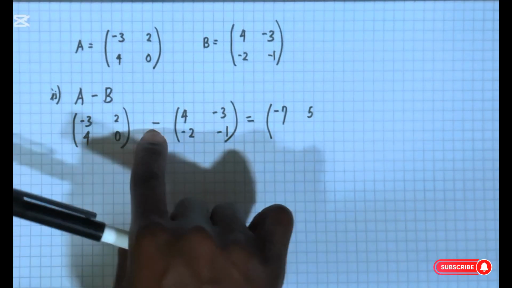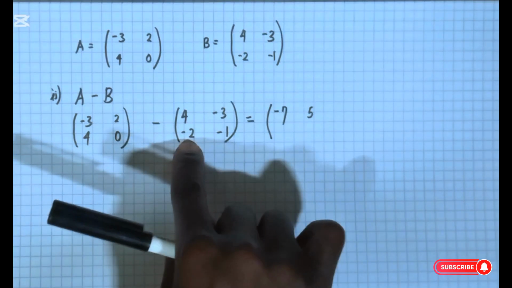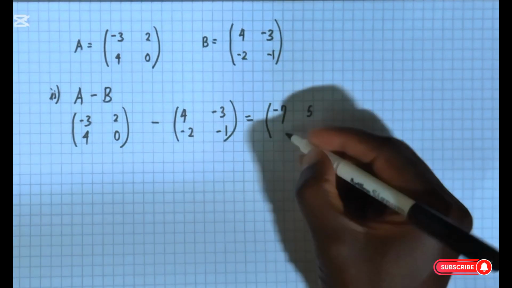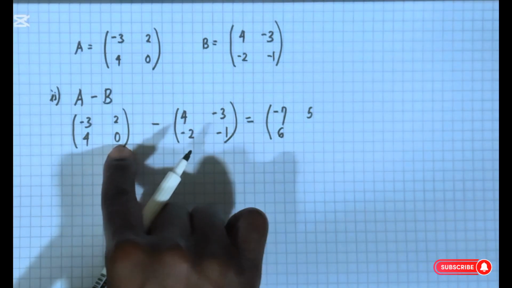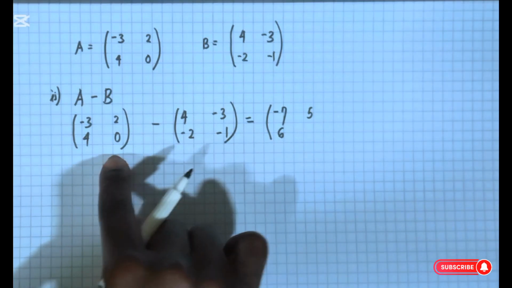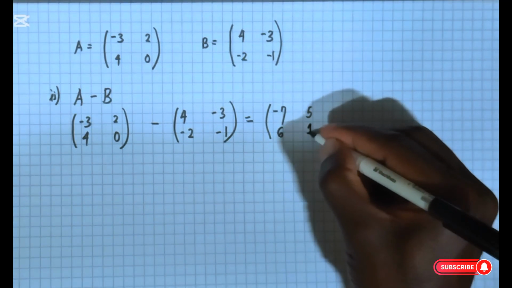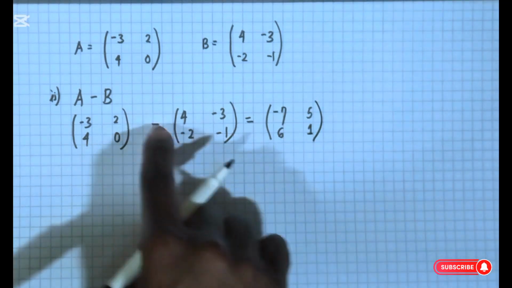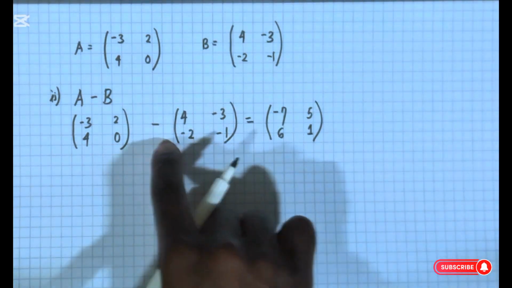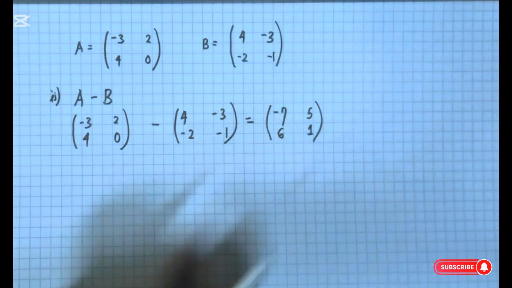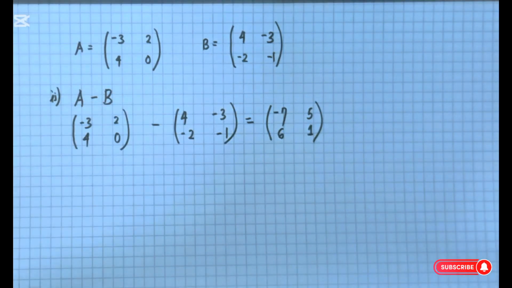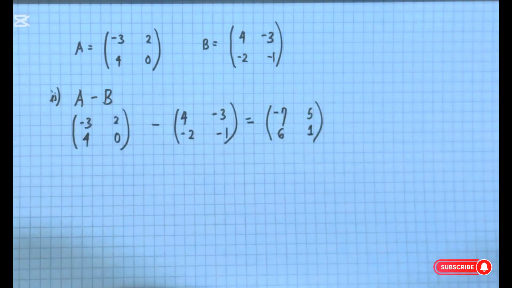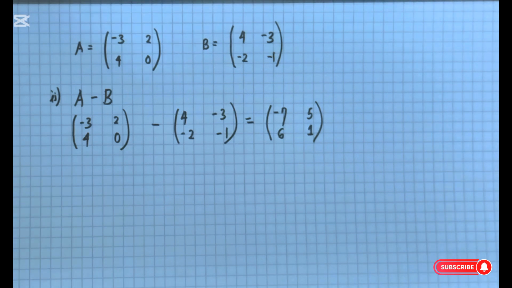Then we take 4 minus -2, and of course that gives us 6, because negative times negative gives positive. Then we take 0 minus -1, and that will give us 1. So that is what we get when we subtract A minus B. That is it for what we do when we are adding and subtracting matrices.